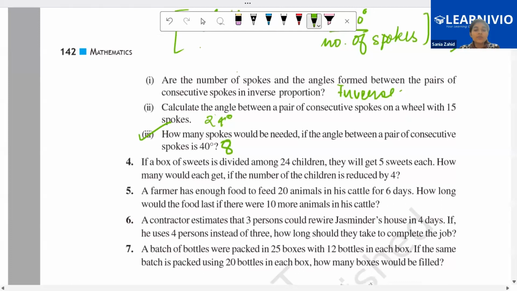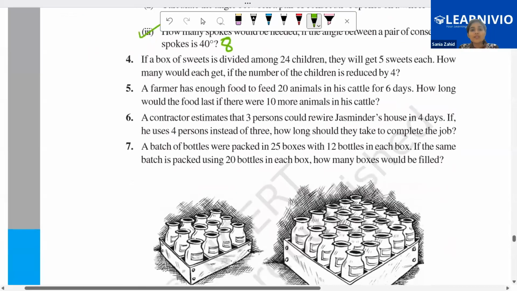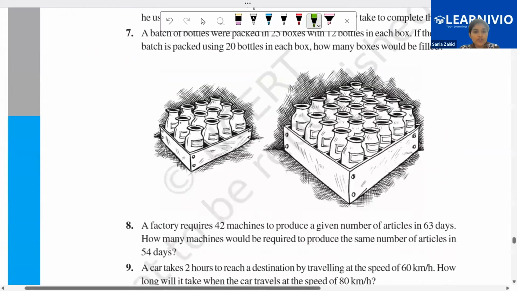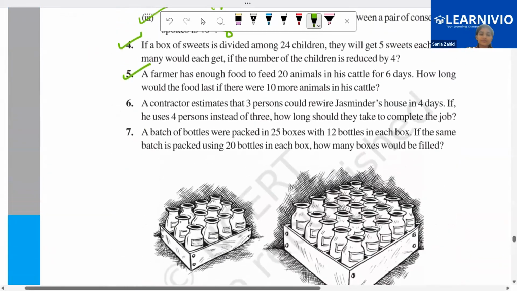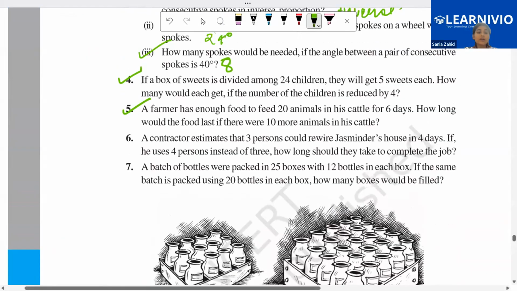Okay, very good. Now we come to the fourth question. It says if a box of sweets is divided amongst 24 children, they will get 5 sweets each. How many would each get if the number of children is reduced by 4? Okay. The fourth question, fifth question. How many questions do we have? 11. Okay, do the fourth and fifth question now, all of you. And it is important that you make proper statements. Okay, do not rush. There's a lot of time in your exam. Please learn to make proper statements in the class itself.